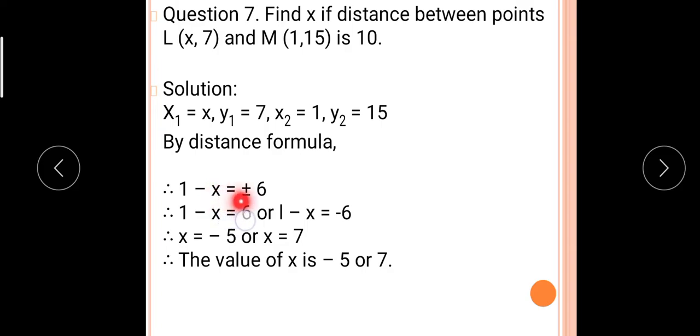Now 1 minus x is equal to plus minus 6. 1 minus x is equal to 6, or 1 minus x is equal to minus 6. Maybe it is plus 6 or maybe minus 6. You will get x is equal to minus 5, x is equal to 7. So the value of x is minus 5 or 7. All of you know that if you are taking the square root, it may be plus or minus, because minus 6 square is also 36 and plus 6 square is also 36. So in this way you have to calculate.